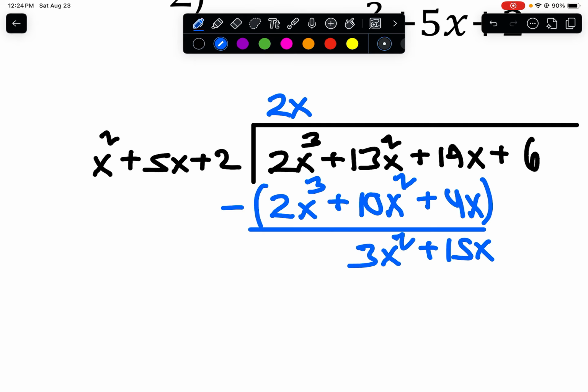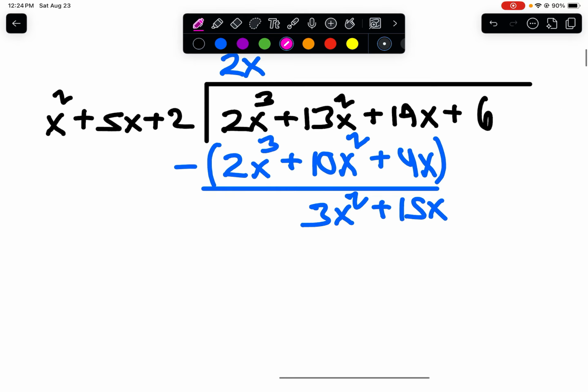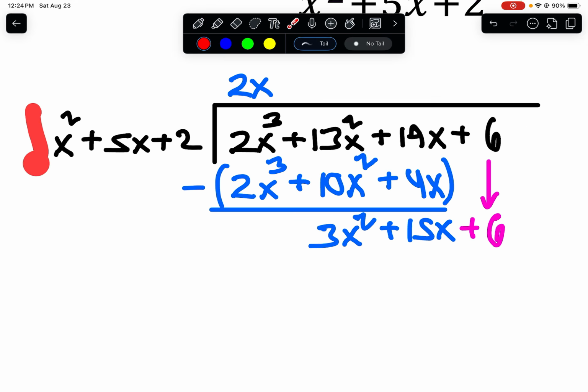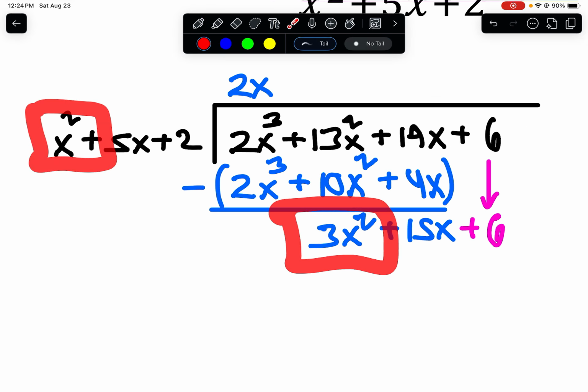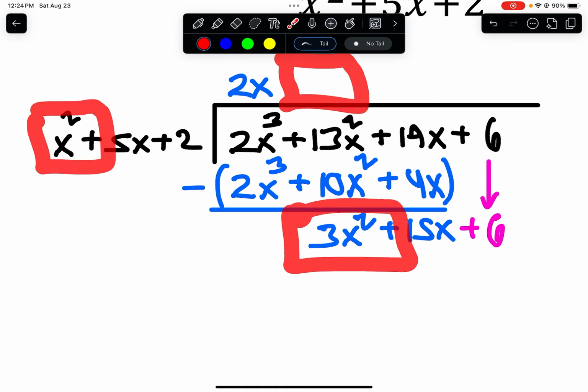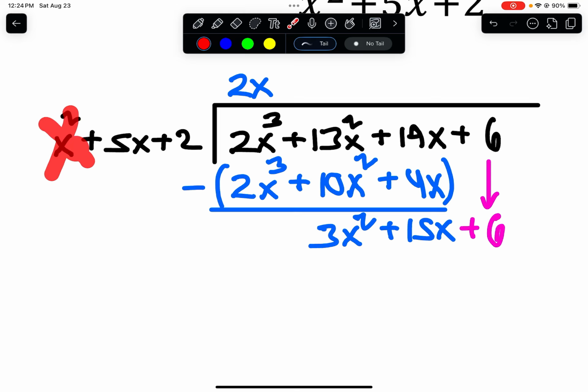So that was what I call the first cycle. Once I finish that first cycle, then I'm going to bring down the next value in my dividend. And then I'm going to repeat that same process. So once again, we only care about the Reginas of the group. Gretchen and Karen, they just follow around. So I'm looking to see x squared times some value is going to give me 3x squared. So I've already got the x squared accounted for over here and over here. So all I need is this 3.